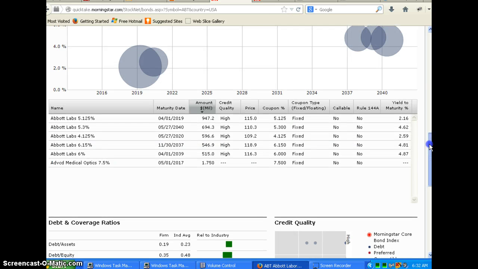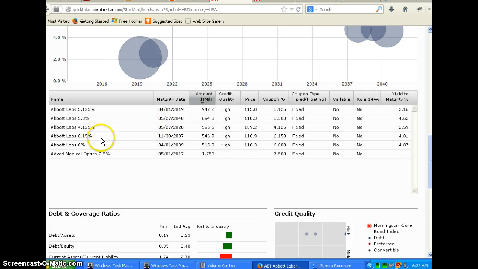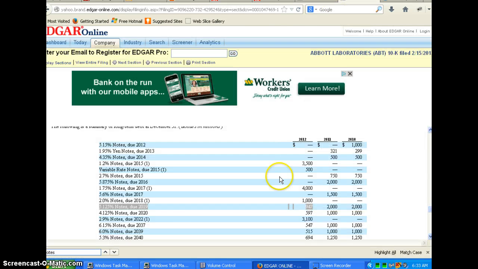Let's just see if we can find another one. 2037 or 2039. Looks like both these right here.